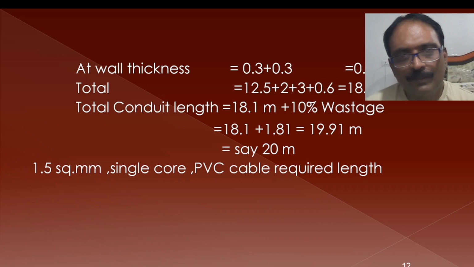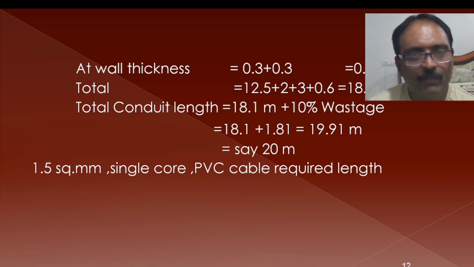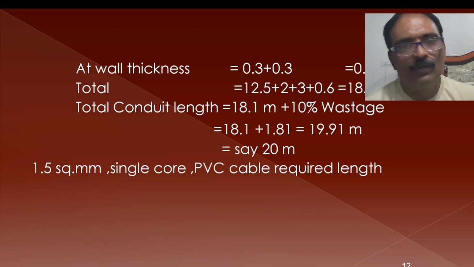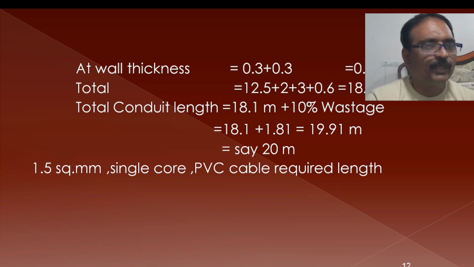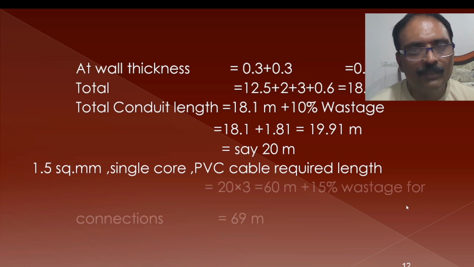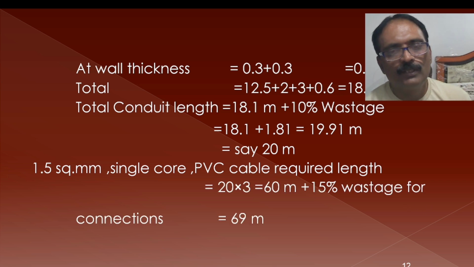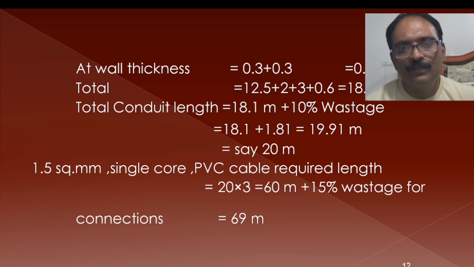And depending upon this length, we have to calculate the length of the cable required. We have already calculated that we require 1.5 square mm cable for this current carrying capacity, and generally the length of the cable required will be 3 times the length of the conduit we consider here. So put together 20 into 3, which will become around 60 meters.